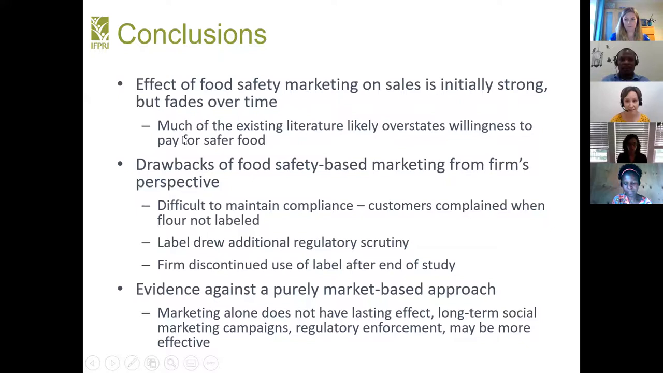So finally, what we take away from this study is that a purely market-based approach to food safety is unlikely to be very effective in mass markets because it just fades over time and it's not likely to be profitable. But I think there is some scope for social marketing from an independent third party to be trusted more, perhaps have a longer term effect, as we've seen in Sarah's study. And regulatory enforcement, of course, is critical as well. Thank you very much.